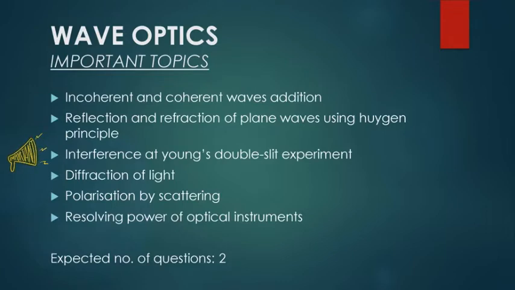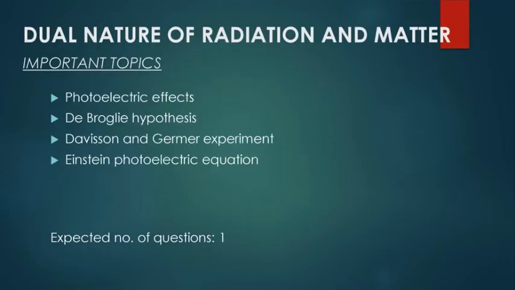So, next chapter that we'll be covering today is dual nature of radiation and matter. Important topics are photoelectric effects, de Broglie's hypothesis, Davisson and Germer experiment, Einstein photoelectric equation. The expected number of questions from this chapter is 1. So this chapter may not seem that important, but it's easy to fetch marks from this chapter, so I hope you will be thorough with this chapter.